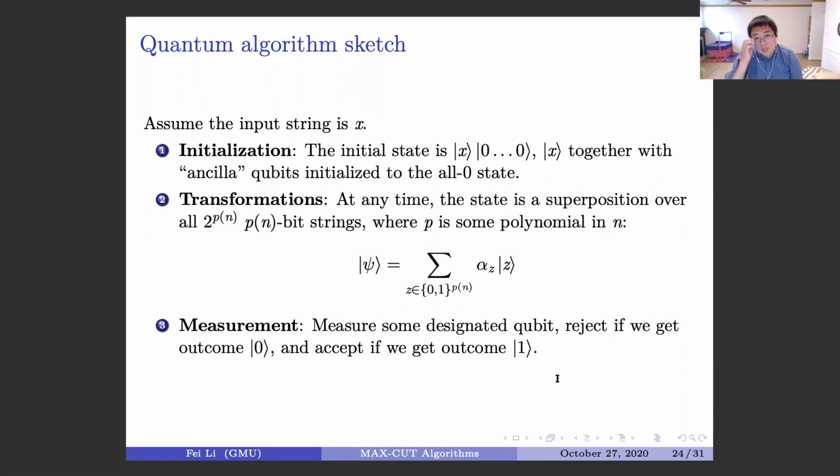When we design a quantum algorithm, here are the 3 steps that we need to take. Unlike classical computers, where we consider the steps sequentially, for quantum computers the first one is initialization. If the input string is X, then you generate the X qubits along with several ancillary qubits, initialized to be all 0 state. So this is your initial state.